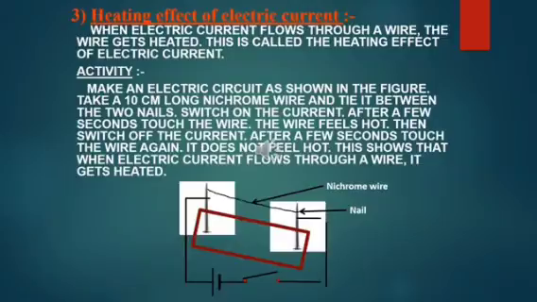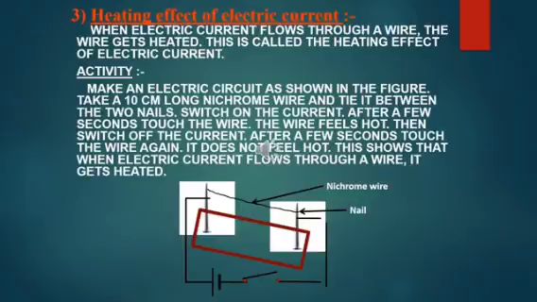Now let us try to understand what we mean by the heating effect of electric current. Production of heat in an electric device due to the flow of electric current is called the heating effect of electric current. Now you would have seen in your houses electric cookers, electric bulbs or room heaters. All these appliances work on this concept of heating effect of electric current.